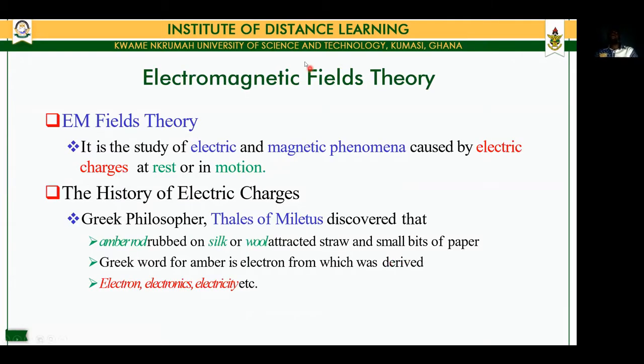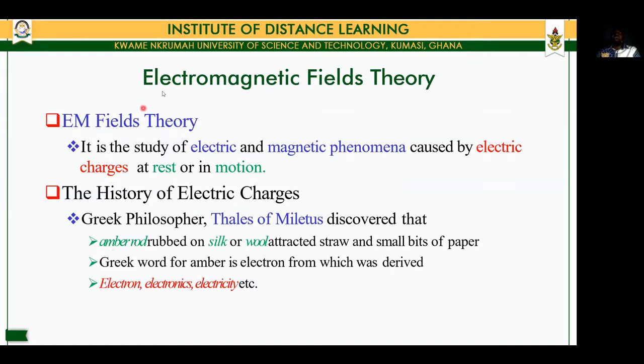So what is electromagnetic field theory? Electromagnetic field theory, EM field theory for short, is a study of electric and magnetic phenomena caused by electric charges at rest or in motion.